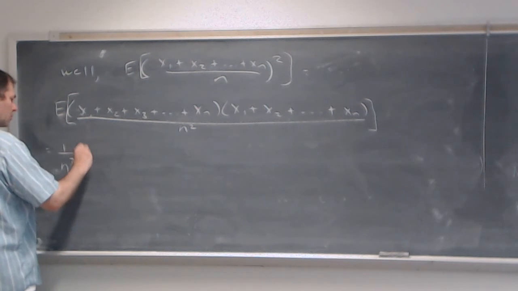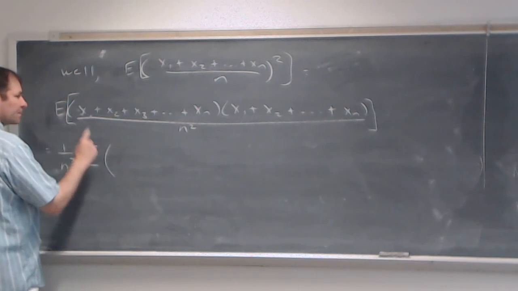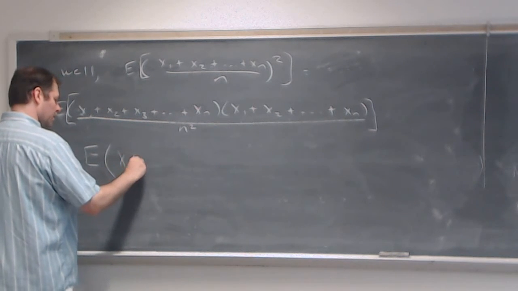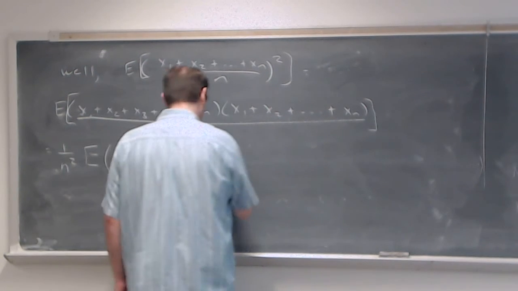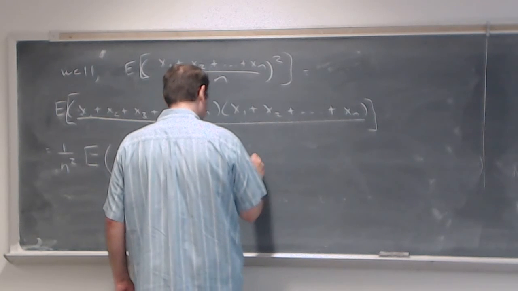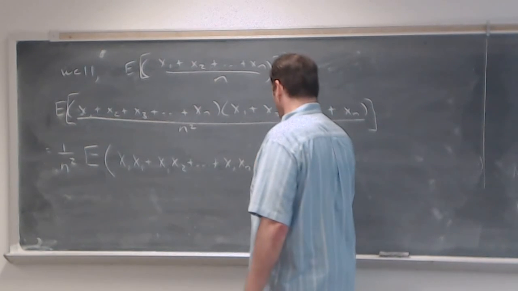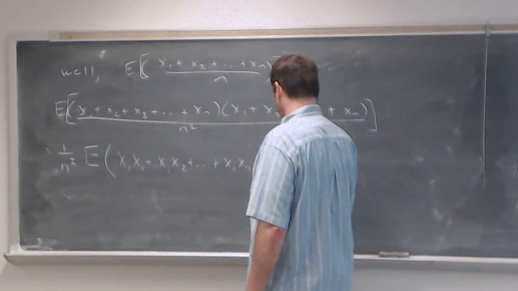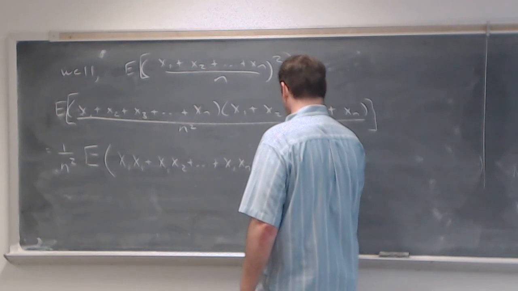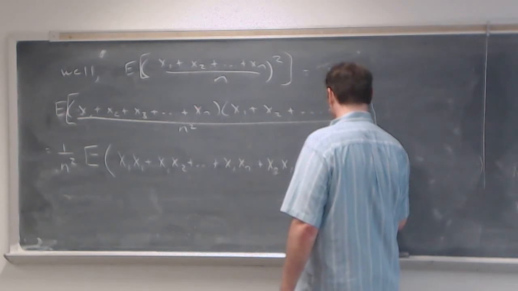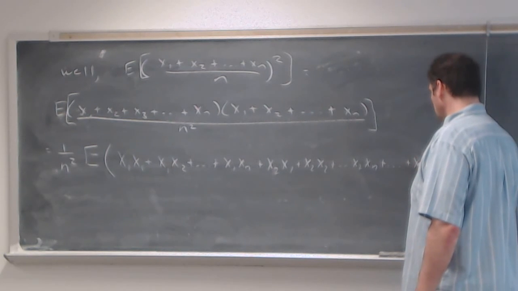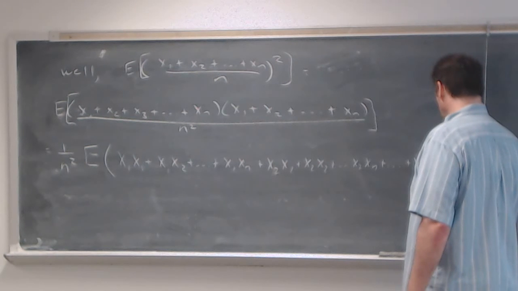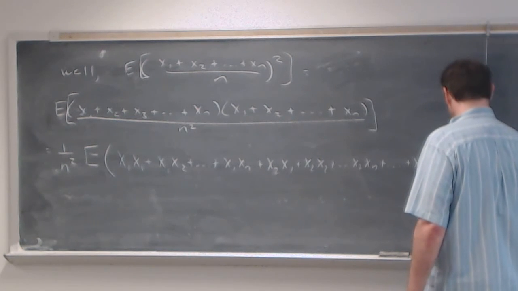And so now when I multiply this out, what do I get? I get the expected value. So x1 times all this. So it's x1 times x1, plus x1 times x2 plus, and you keep going and you get all the way up to x1 times x of n. Now I'm done with that first x1. Plus x2 times x1 plus x2 times x2 plus all the way up to x2 times xn. And you're going to keep going. And eventually you get to xn times x1 plus, you keep going, to the last term, xn times xn.